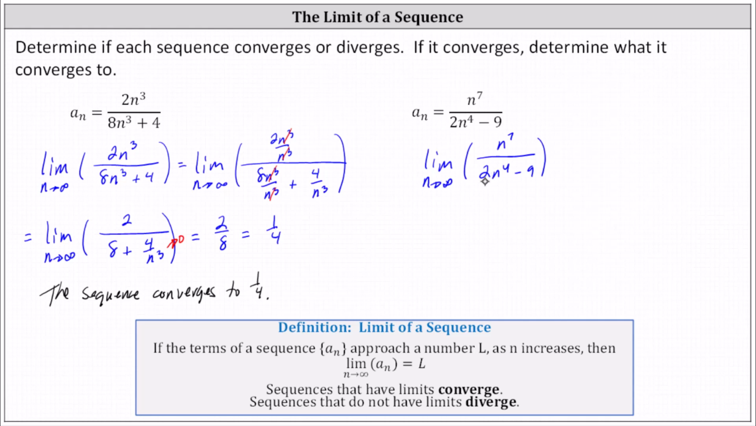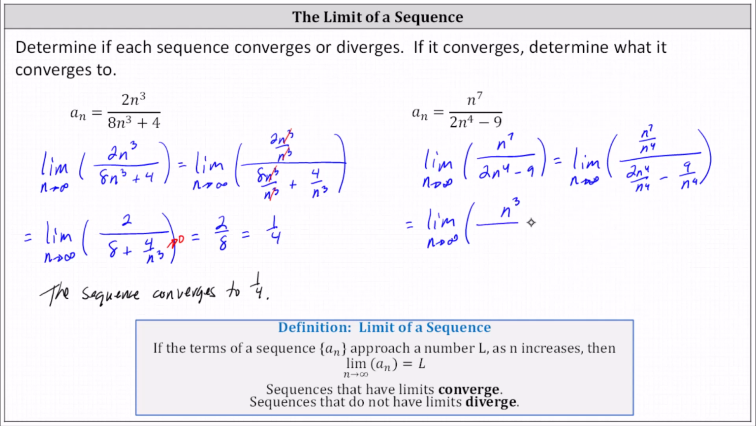But again, to show work, we can also divide each term by the highest power of n in the denominator, which is n to the 4th. So we'll go ahead and show that work. We would have n to the 7th divided by n to the 4th, all divided by the difference of 2n to the 4th divided by n to the 4th, and 9 divided by n to the 4th. And now we simplify. n to the 7th divided by n to the 4th is equal to n cubed. Recall when dividing the bases are the same, we subtract the exponents.